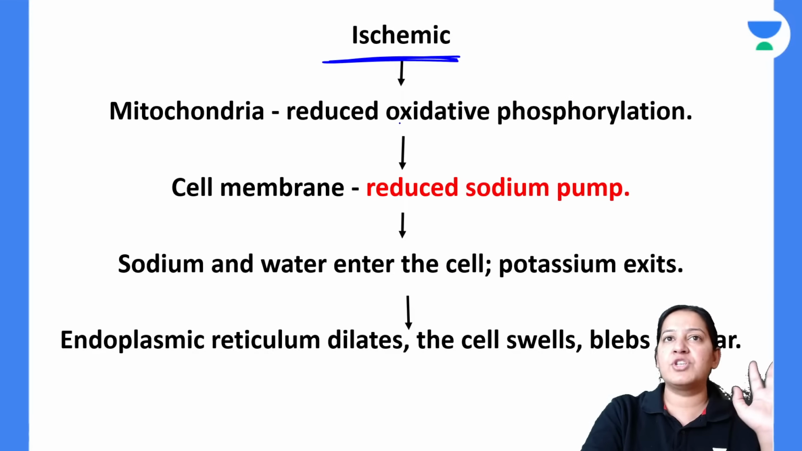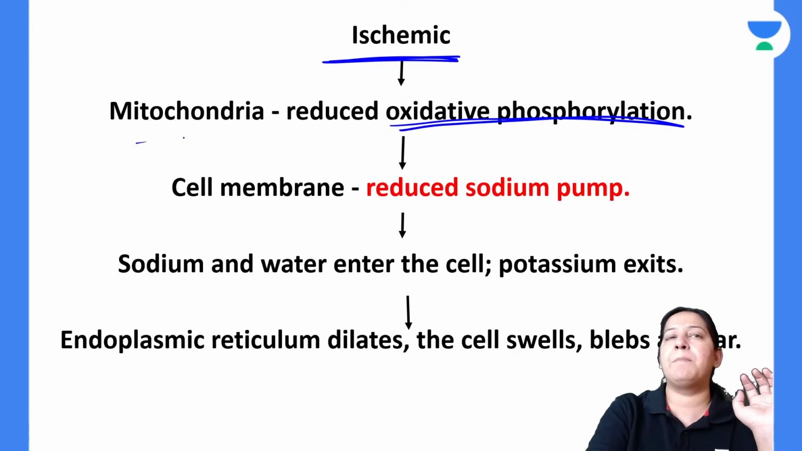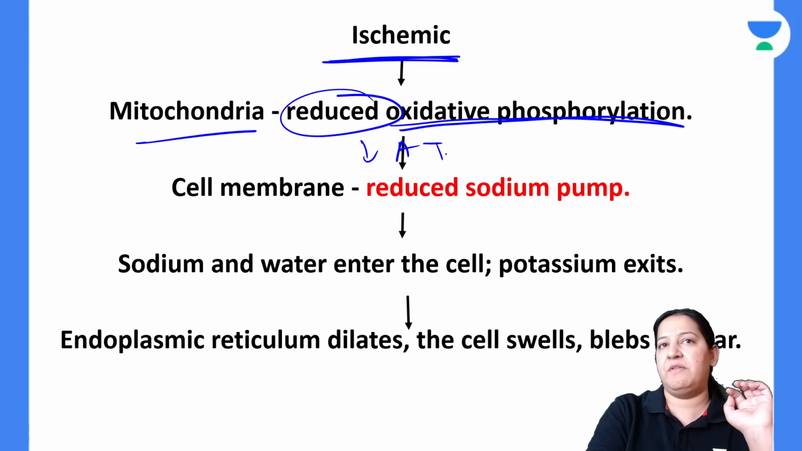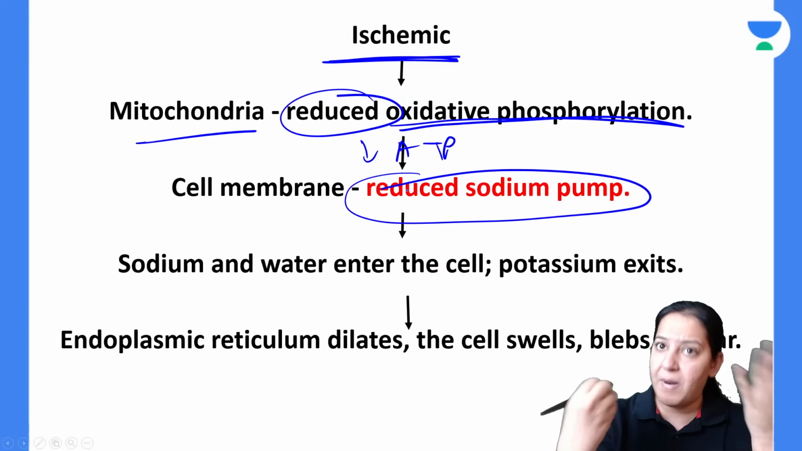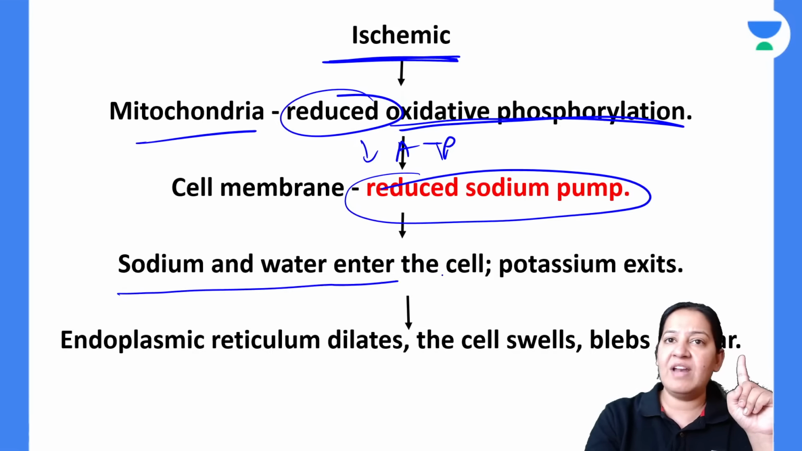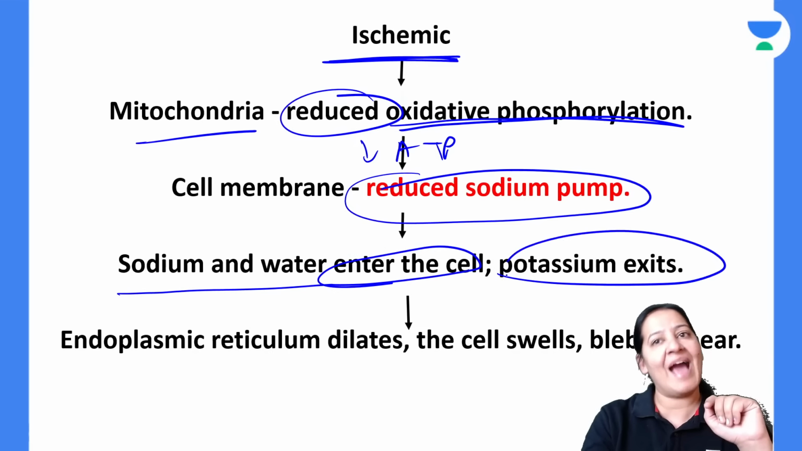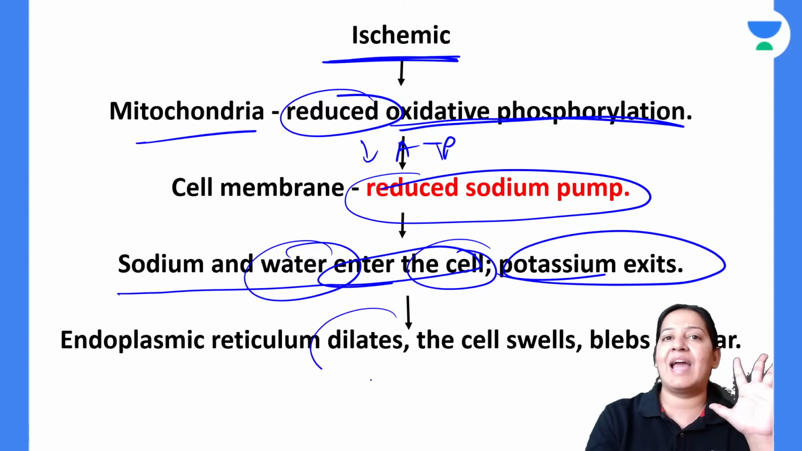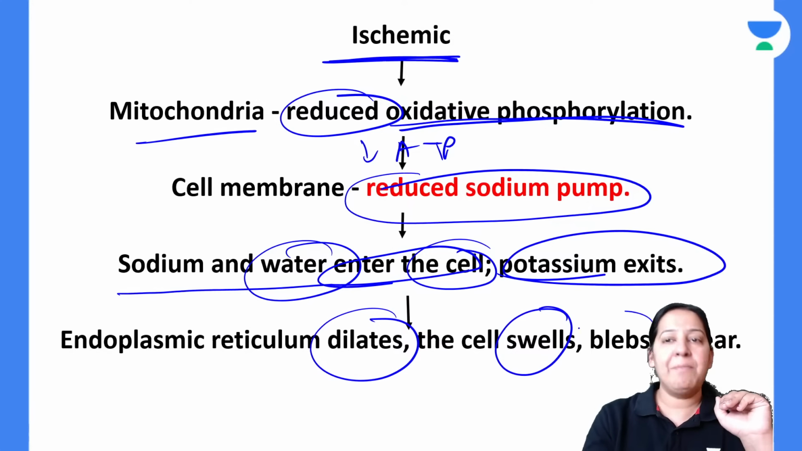Because of absence of oxygen, oxidative phosphorylation in the mitochondria is reduced. Since oxidative phosphorylation is reduced, there is reduced ATP formation. Because of reduced ATP formation, there is reduced sodium potassium pump action. So sodium and water will enter the cell and potassium will exit from the cell. Since there is more water inside, the cell will dilate, swell, and blebs will be formed.